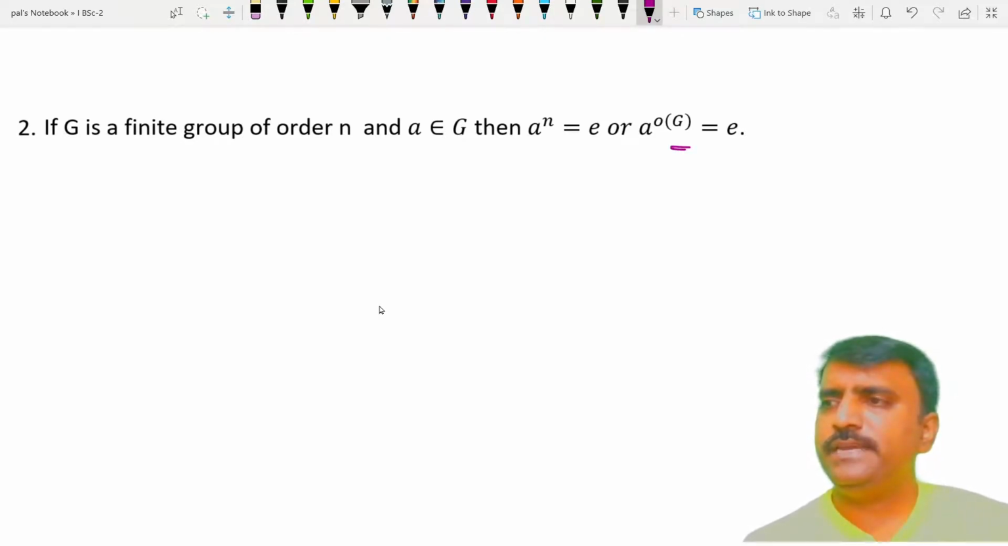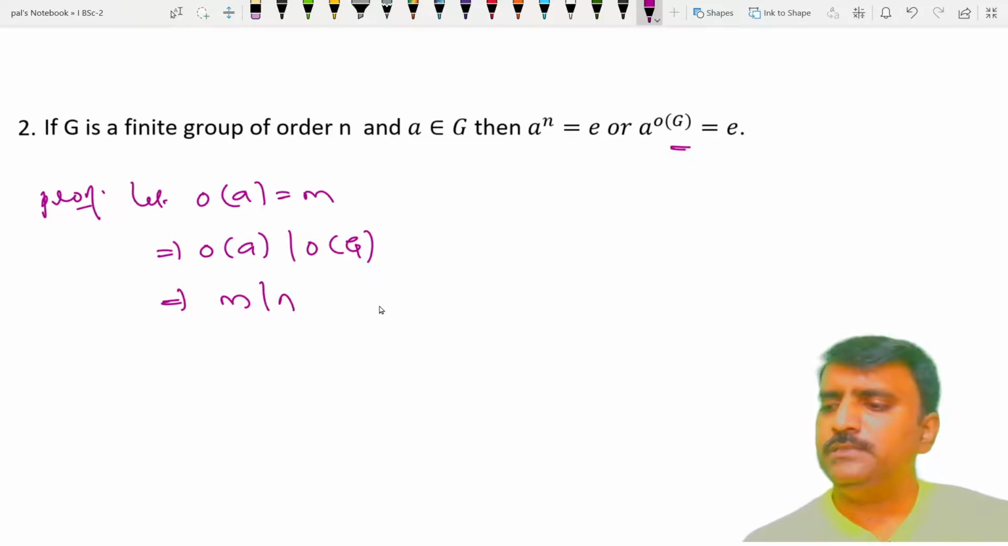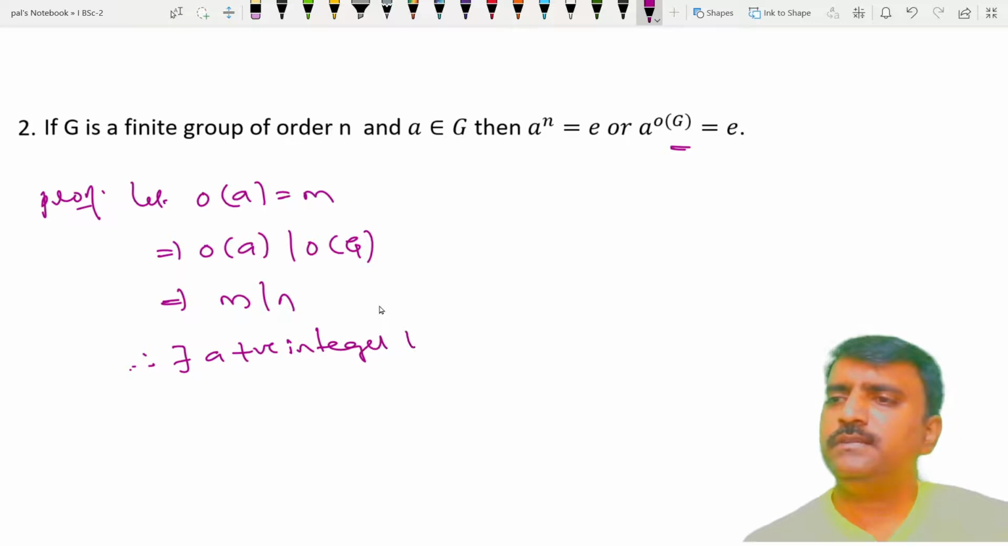To prove this, let order of A be equal to m. So which implies that order of A divides order of G, by using the previous consequence. Which implies that m divides n. So n is a multiple of m. Therefore, there exists a positive integer k such that n is equal to mk.